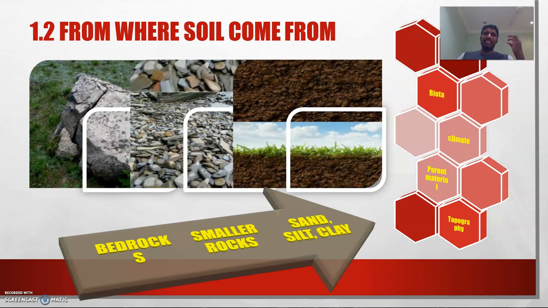To form 1 inch of topsoil for mineral soil, I'm explaining for mineral soil now. Remember, 1 inch of topsoil, 1 inch means 2.4 cm. 2.4 cm of soil will take about 500 years, more or less. Otherwise, for organic soil, it will take about 1,500 to 2,500 years to form 1 inch of topsoil. You can see the difference between mineral soils and organic soils here.